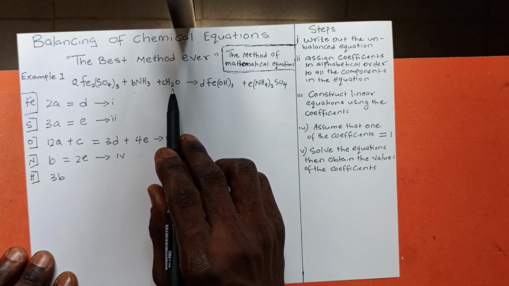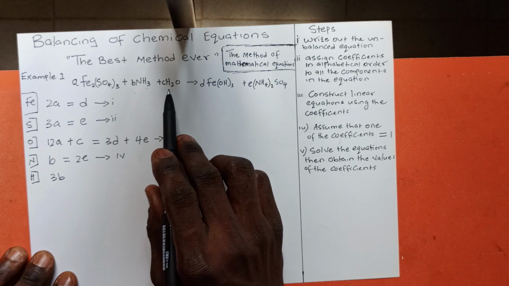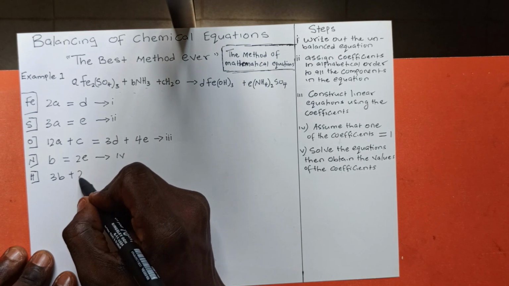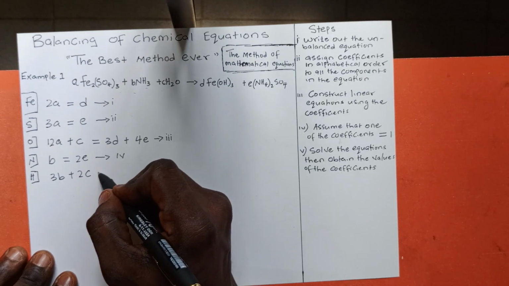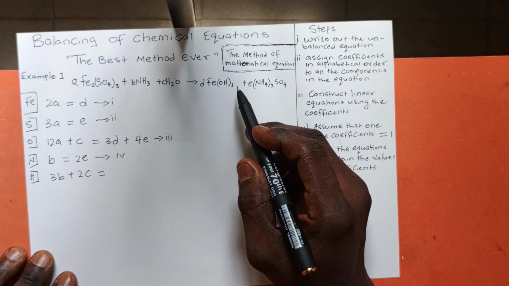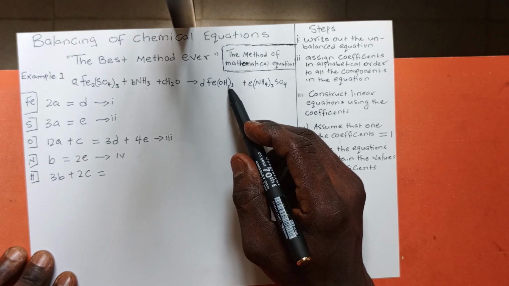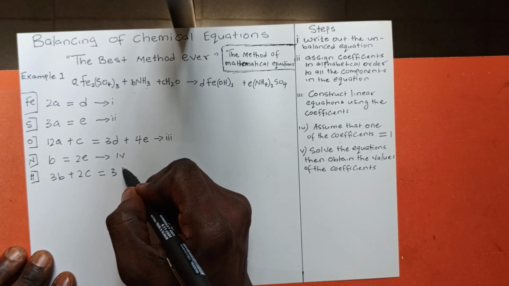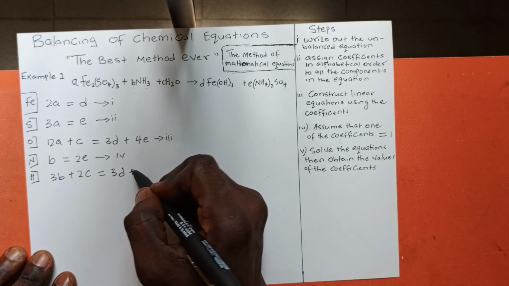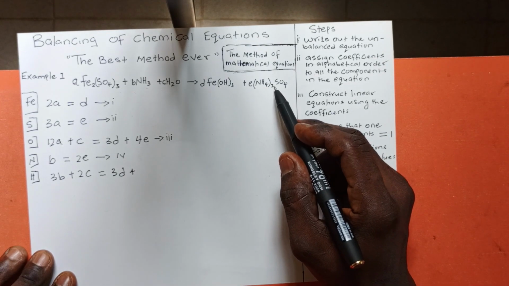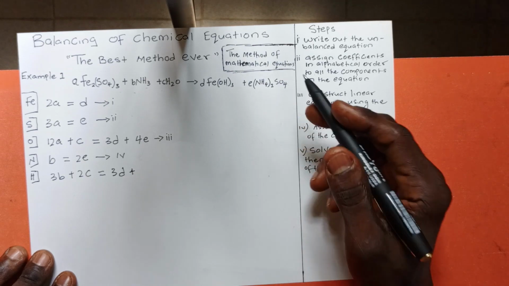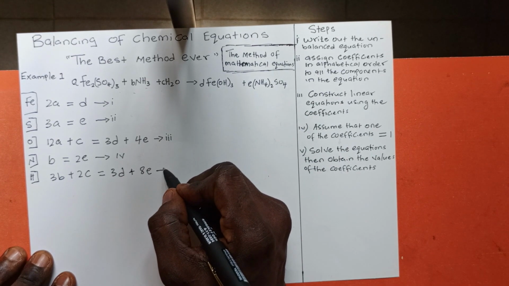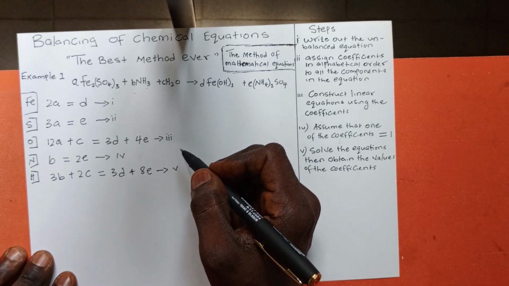There is a hydrogen on this other side. So that is 3B plus 2C. Plus 2C is equal to, going to the product side, I have 3 hydrogen atoms here. 3 times 1 is 3. So 3 times this, 3D. 3D plus, there's a hydrogen atom here. That is 2 times 4 is 8. You have 8E. So this is my equation number 5.